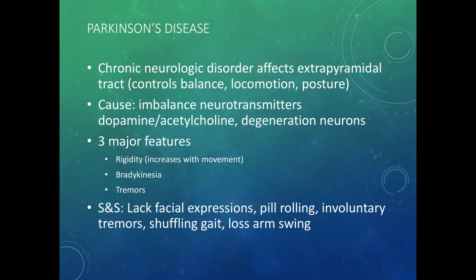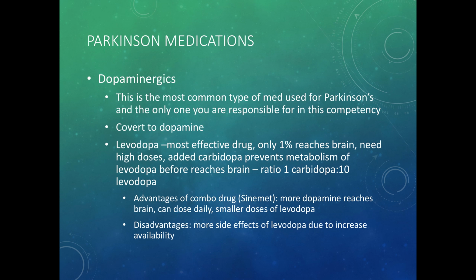But the key features are that patients will become very rigid, and this will increase the rigidity of their muscles as they try to move. They have bradykinesia, and they will have tremoring. So you'll see that these patients will lack facial expressions. They'll have something called pill rolling, where they roll their fingers and their digits. Involuntary tremors. They'll have a shuffling gait, and they'll have a loss of arm swing. They'll have to swing their arms as if the arms are propelling them forward. That contributes to that shuffling gait.